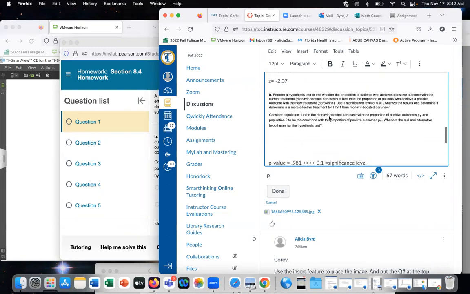And population 1 is this and population 2 is that. So we were saying from the beginning, population 1 is greater than population 2, or the ritonavir boosted. Goodness, these are hard words for me, but I guess it's good for people because this is a real application. They do stuff like this all the time in medical fields.